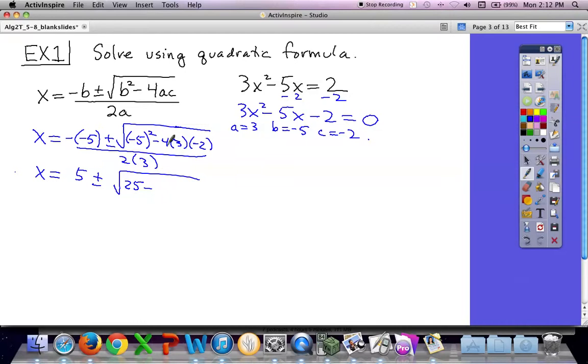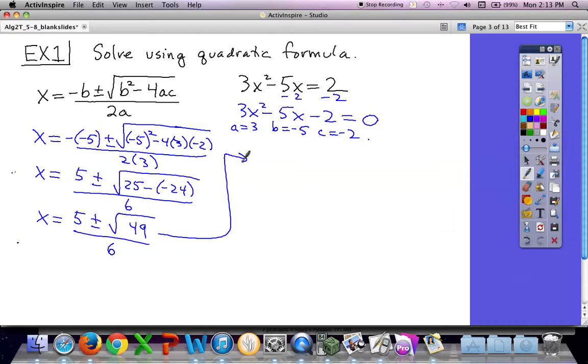Right? Minus, and what is 4 times 3 times negative 2? Negative 24, right? Over 6. X equals 5 plus or minus, what's 25 minus negative 4? 49, right? It's minus a negative makes plus, so that is 49 divided by 6. And yeah, now the square root of 49, that's a perfect square, so this works. X equals 5 plus or minus 7 over 6.